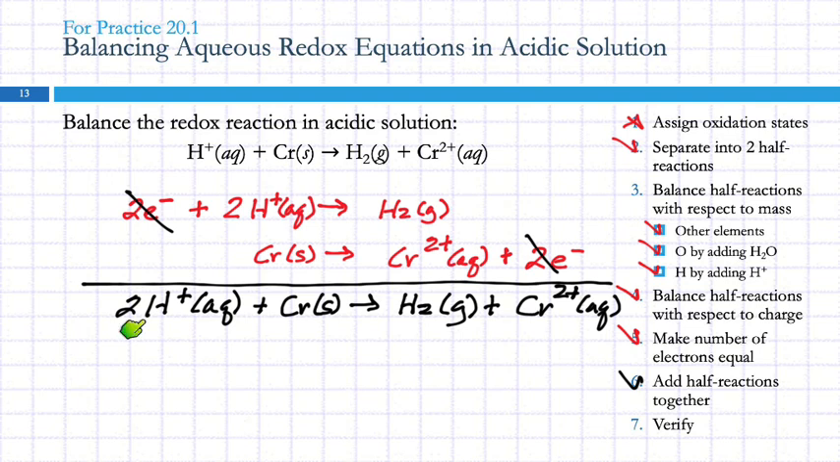And verify: 2 hydrogens, 1 chromium, 1 chromium. Total of positive 2, total of positive 2. This one could have been balanced by inspection, but many of them cannot. Any questions? One of the important skills that we need from this type of exercise for the rest of the chapter is being able to write balanced half reactions, because we're going to be looking at half reactions a lot.